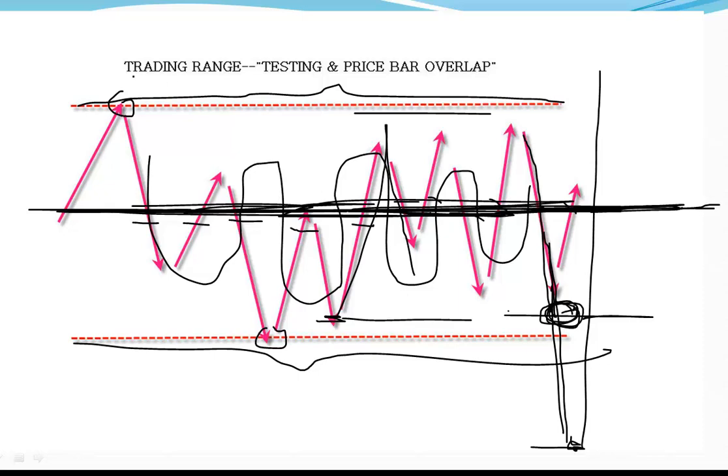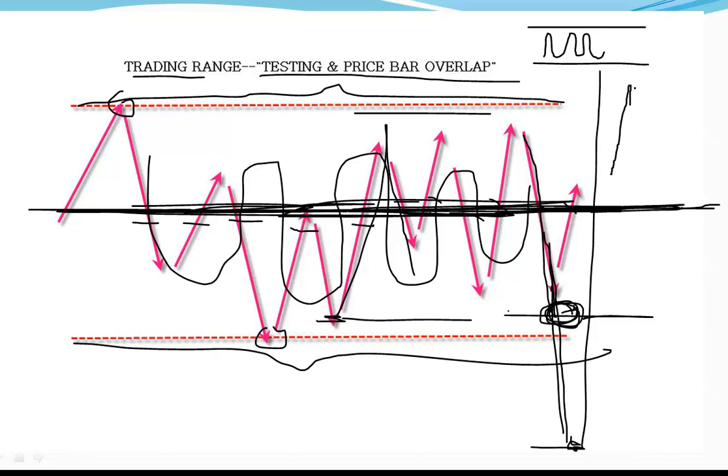That's called a trading range, and basically you get testing and you get price bar overlap. There are two types. For instance, here's what a range would look like where the market's doing this. Price bar overlap is after the market has made a rally, each price bar would start to establish a sideways consolidation period.